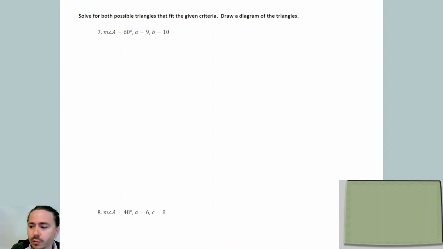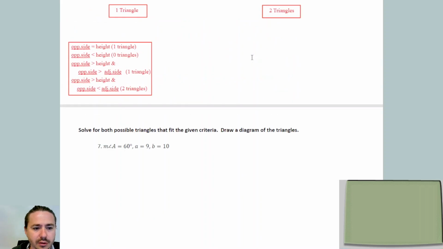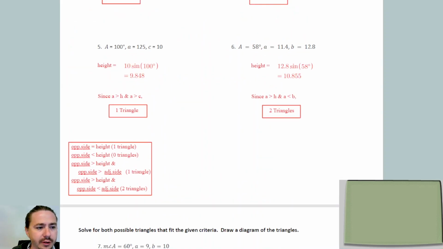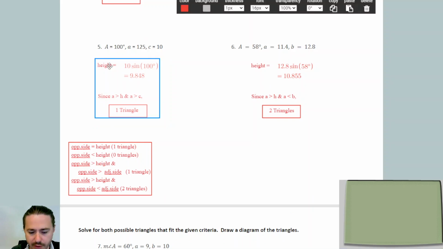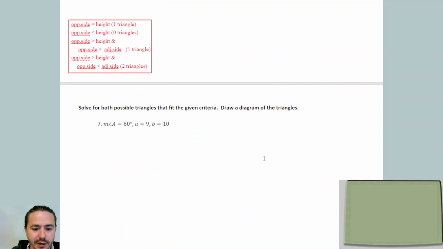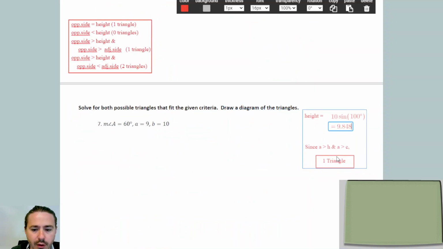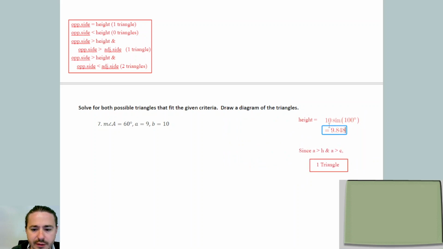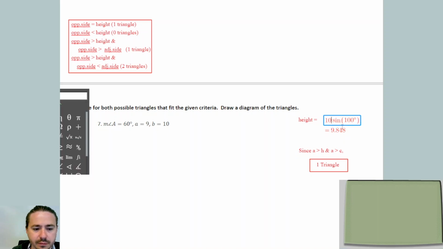All right, so now we're doing the real deal. We're actually trying to solve this. Before we actually solve this triangle, we need to determine how many triangles there actually are. So in order to do that, we need to do a little investigating like we did above, and figure out how many triangles we are expecting. The height is going to be equal to, just like how we calculated in the last section, in this case 10 times the sine of 60.